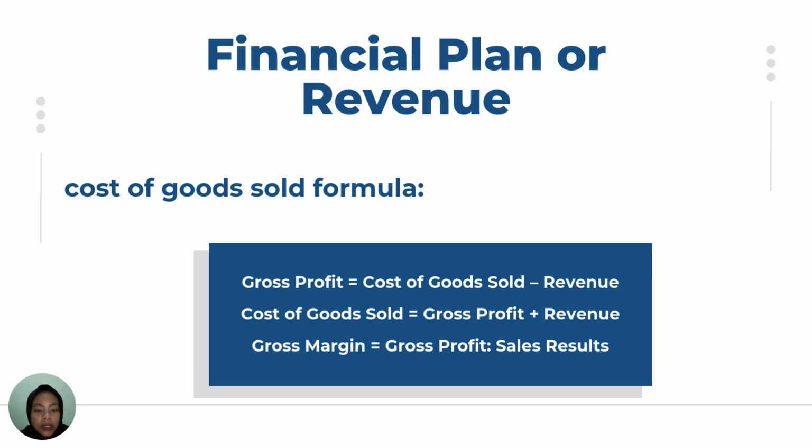Here is the general formula. One more thing, it is important to remember that gross profit and cost of goods sold are inversely related. So, the greater the value of the cost of goods sold, the smaller the gross profit earned by the business entity.